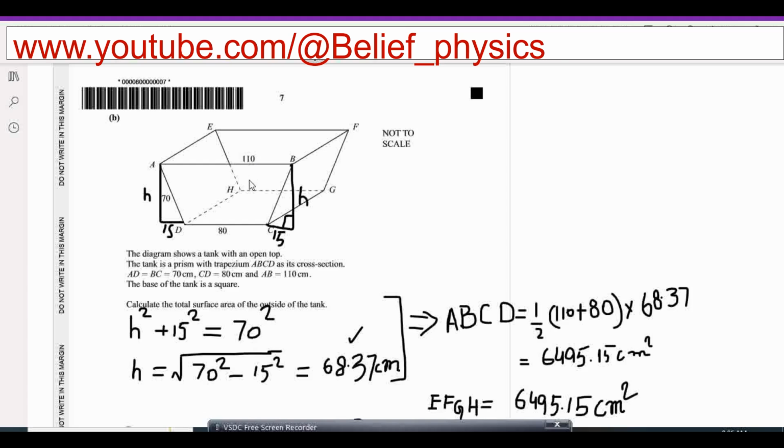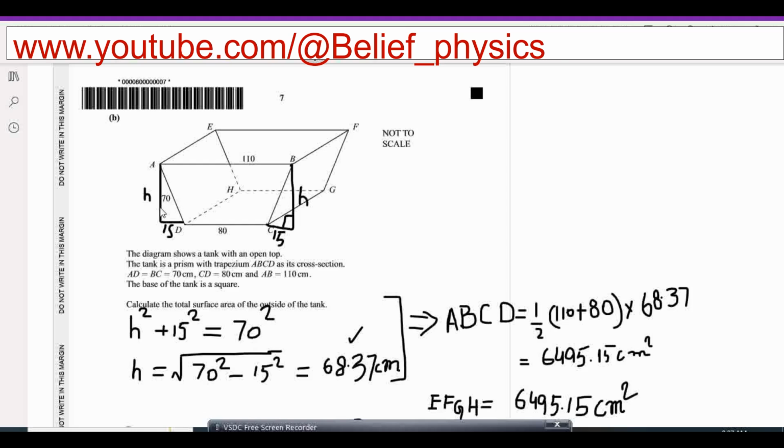same, equivalent, common trapeziums, so the area of ABCD will also equal the area of EFGH. For this we need the height. For the height we drop a perpendicular here. So this angle is 90, this angle is 90. It means this is 110 and this is 80. So this and this come out to be 15 plus 15 to make 80, because 30 plus 80 is 110. Now this is the hypotenuse, this is 70, this is 70.